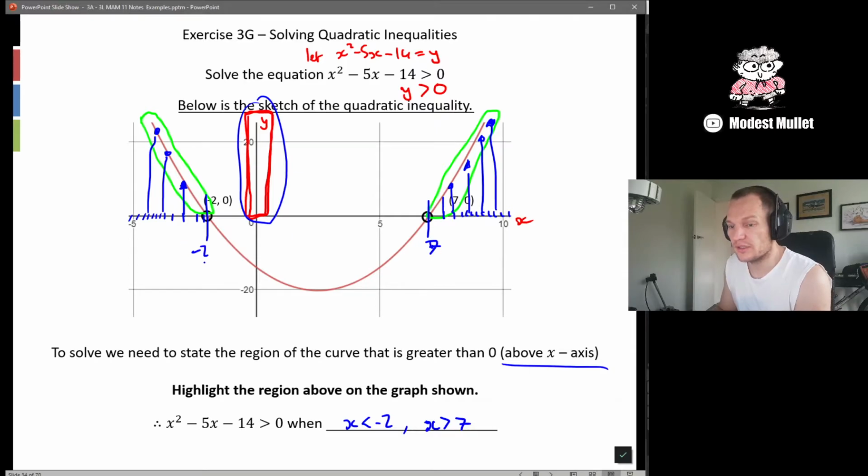It's not including -2. We aren't putting the including symbols because at -2 and 7, y is equal to 0. That point there and that point there, which means it's not greater than 0. It's only equal to. Doesn't meet the requirements.